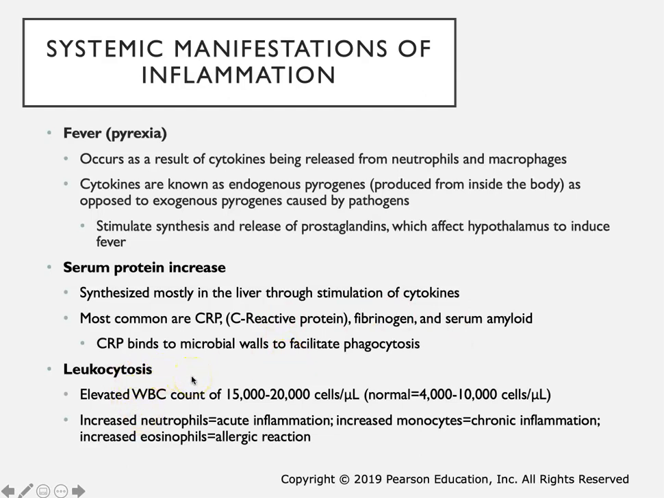Leukocytosis, what does that mean? Elevated white blood cell count, okay? Normal range is about 4,000 to 10,000. Counts around 15,000 to 20,000 indicate inflammation, okay?